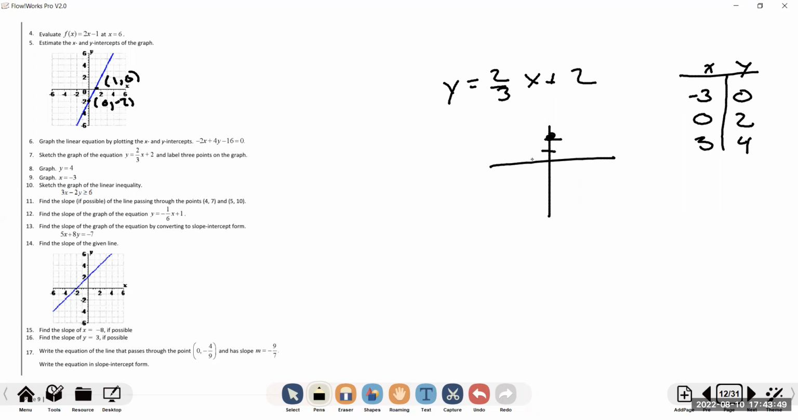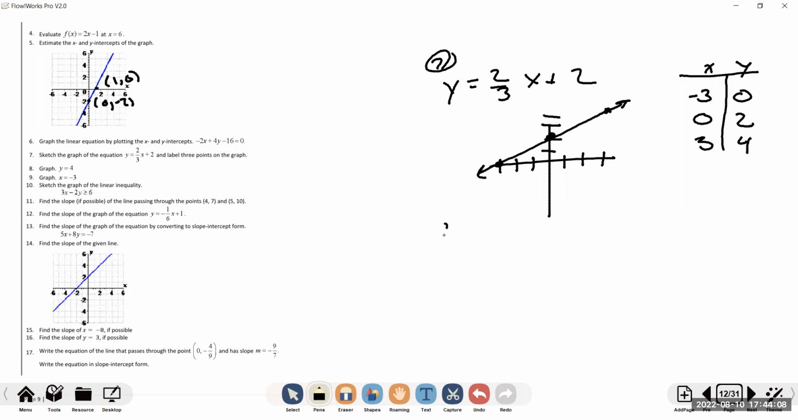We should be able to go over to (-3, 0). We should be able to come over to (3, 4). We should all be on the same line. There it is. And we're done with problem number 7.